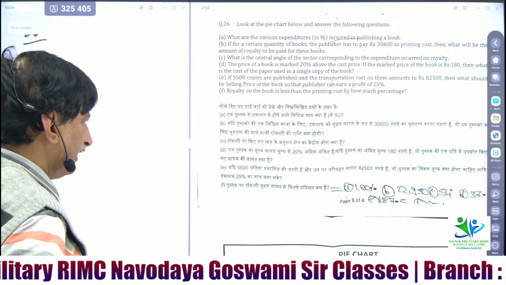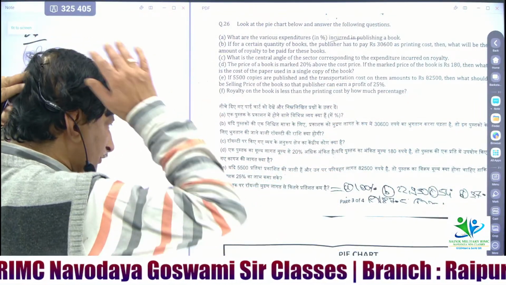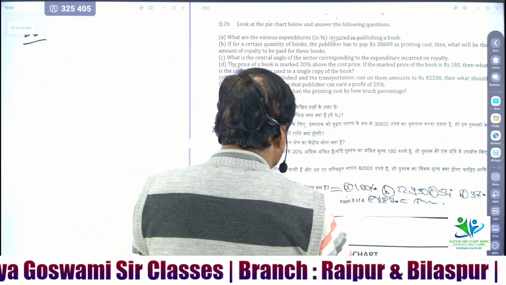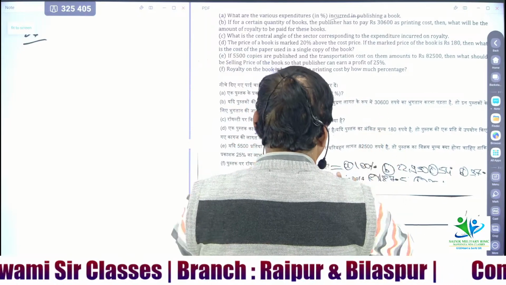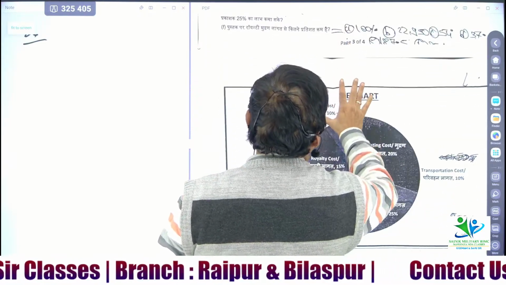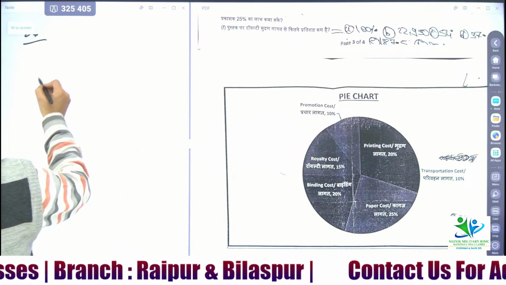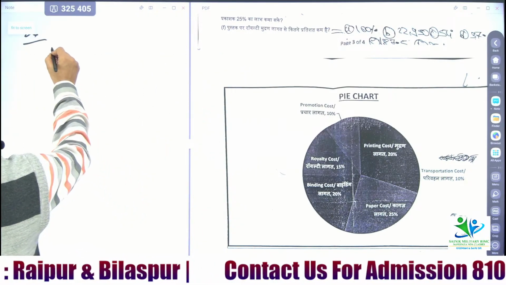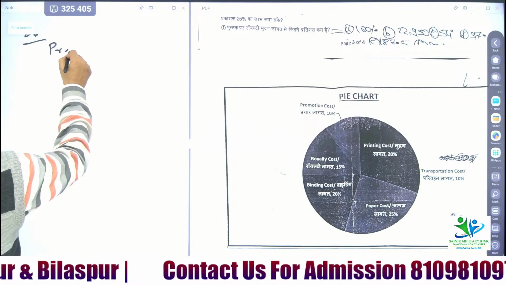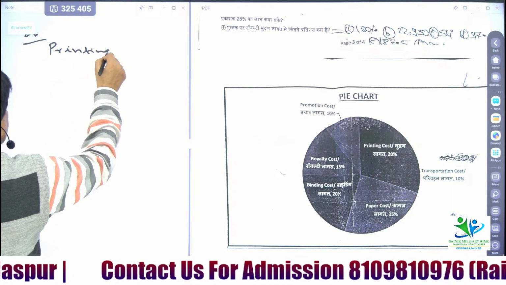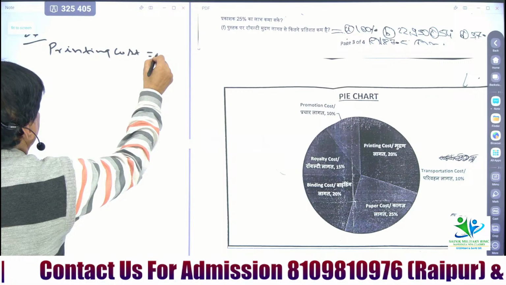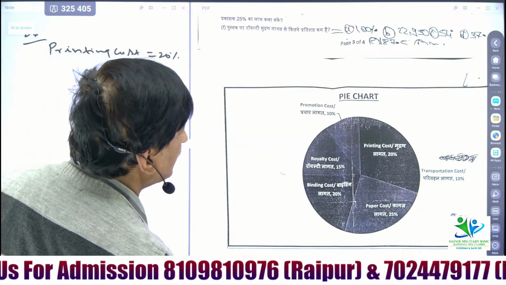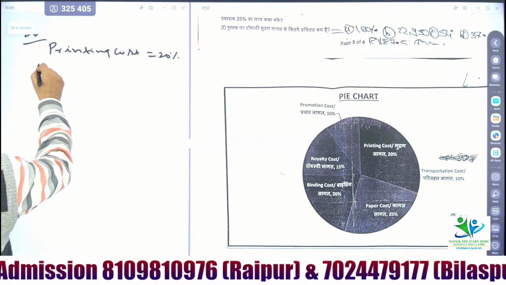In question number 26, the question is related to this pie chart. So first you see the pie chart. What information are given in the pie chart? See here, the different type of cost is given for printing a book. The printing cost is 20%. Also the transportation cost 10%.